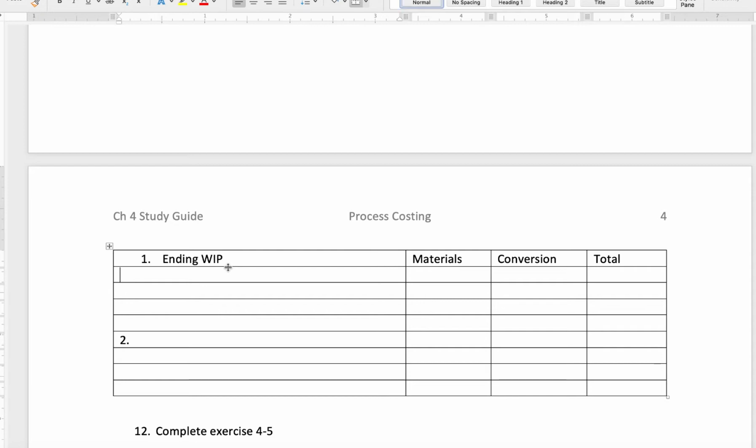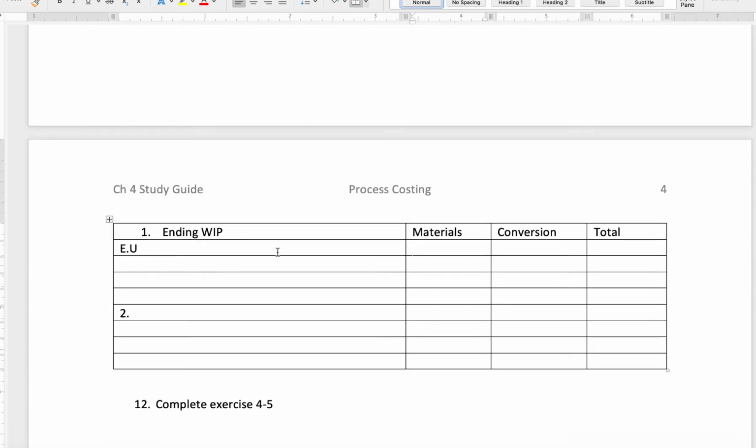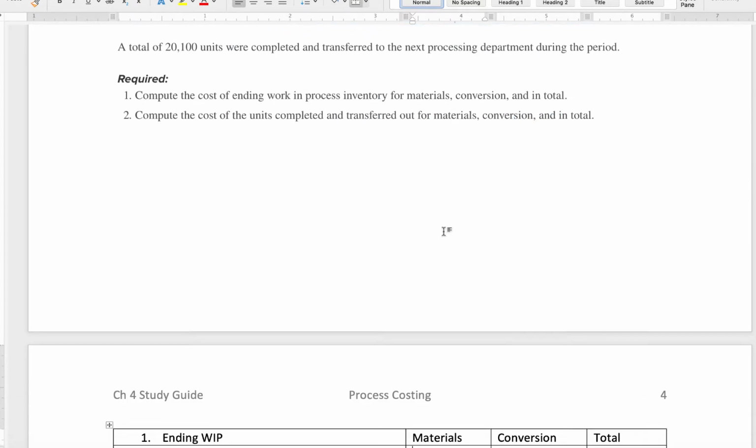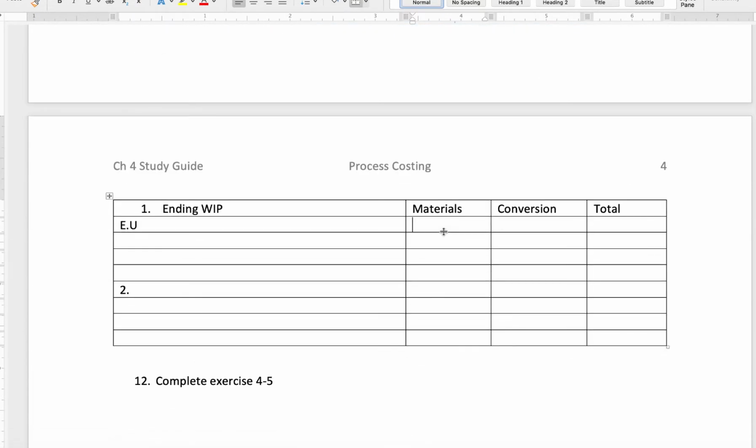So what's my equivalent units? Well, if I look at my problem, $2,000 with respect to material, $800 with respect to conversion costs. That's easy, I'm just going to plug that in. $2,000, $800. So in total my cost here would be $2,800, right? So step one, figure out the cost in the ending WIP.